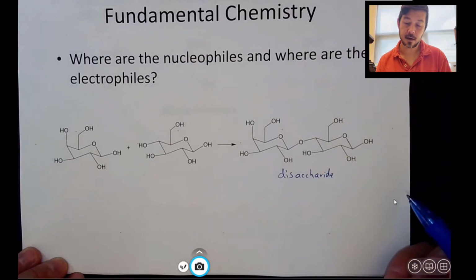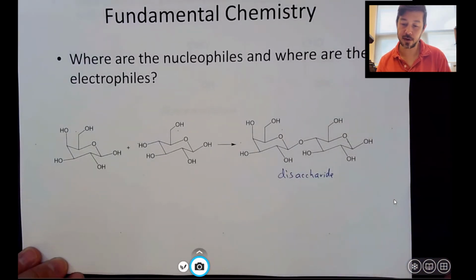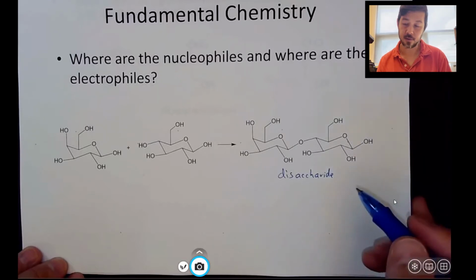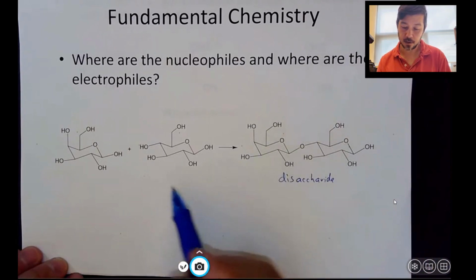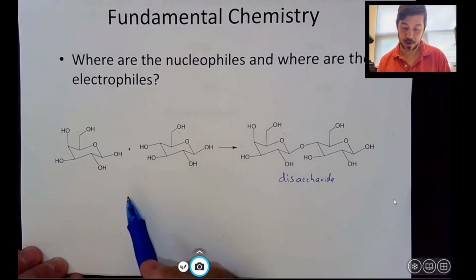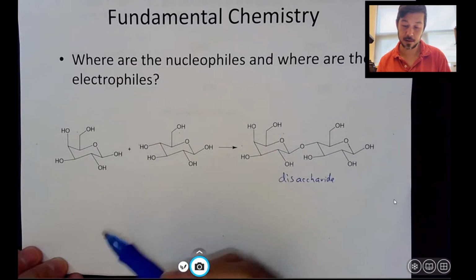And this really comes down to fundamental chemistry. So where are the nucleophiles and where are the electrophiles? As we've seen over and over in this course, in order for these reactions to happen, you need a nucleophile to attack an electrophile. So let's take a closer look at some potential ways in which this could be synthesized.